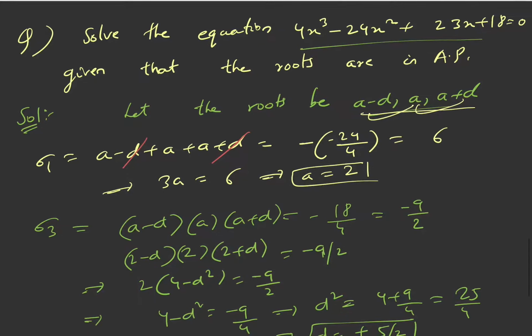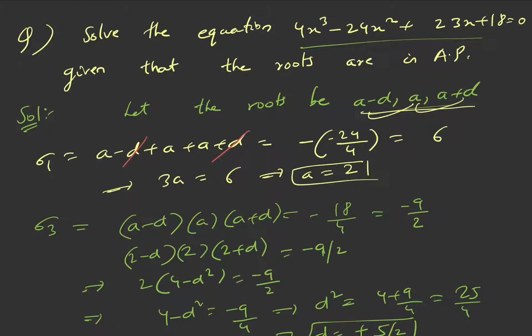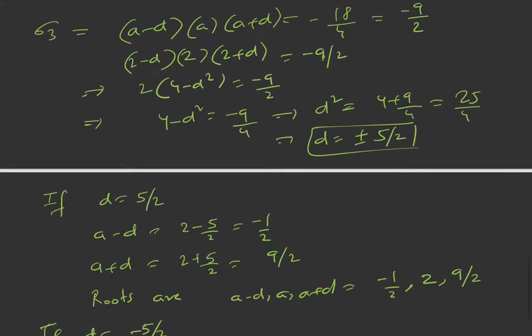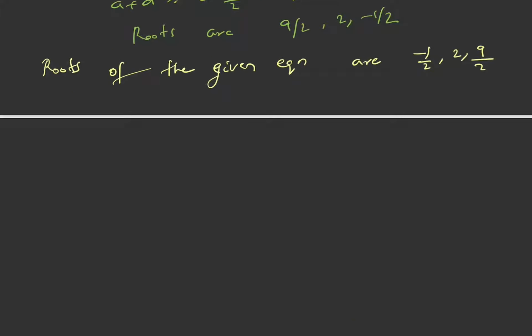Now you see here we have just used the values of sigma 1 and sigma 3, and we were able to compute the roots. Now we didn't even check the value of sigma 2, right? So since it is given that the roots are in AP, then definitely sigma 2 should also match, otherwise the given data will be wrong. So let us check whether sigma 2 is matching or not. Sigma 2 is how much? It is 23 by 4, right?